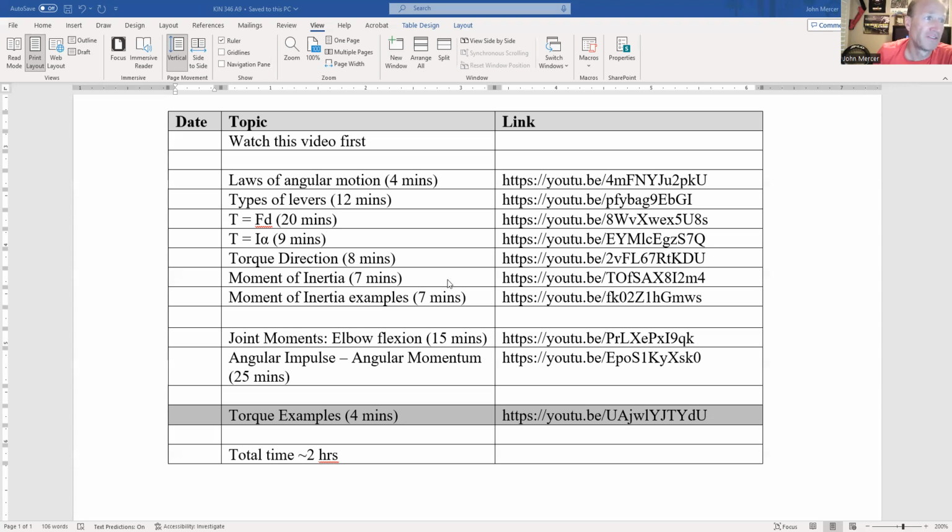So it looks like a lot of videos here, but a lot of these are short snippets because I'm trying to zero in on a particular parameter related to torque.